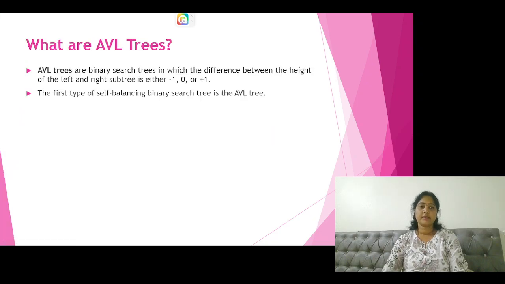What are AVL trees? AVL trees are binary search trees in which the difference between the height of left and right subtree is either -1, 0 or +1. This is the first type of self-balancing binary search tree.